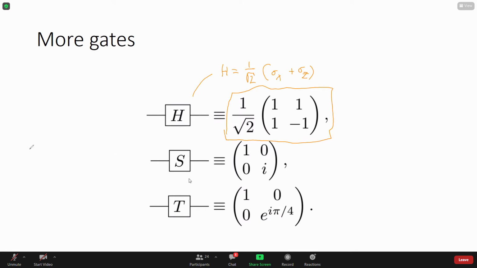So if you just give me a random unitary, some U, it can always be written as a product of H, S, and T's in some form, which is actually hard to show, but just trust me that this is true. And the way you talk about that in the literature is you call this a universal single qubit gate set.